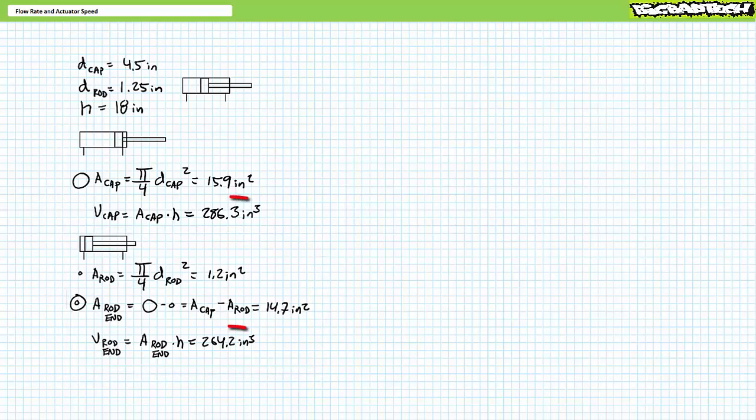You will note that the tubular rod end has less volume than the fully cylindrical cap end because the solid rod, when fully retracted, occupies that space. This will have consequences when it comes to calculating actuator speed, as we'll soon demonstrate. All right, hopefully these techniques were a review. If not, please check out the aforementioned lecture and bring yourself up to speed.